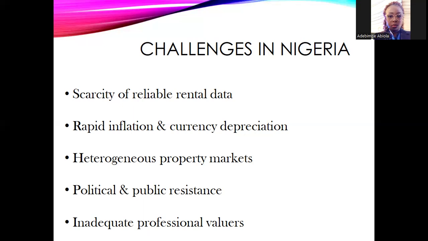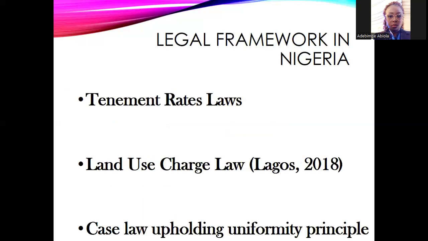The same thing is applicable here. So we have inadequate professional capacity. So this leads to the framework of tone of list in Nigeria.